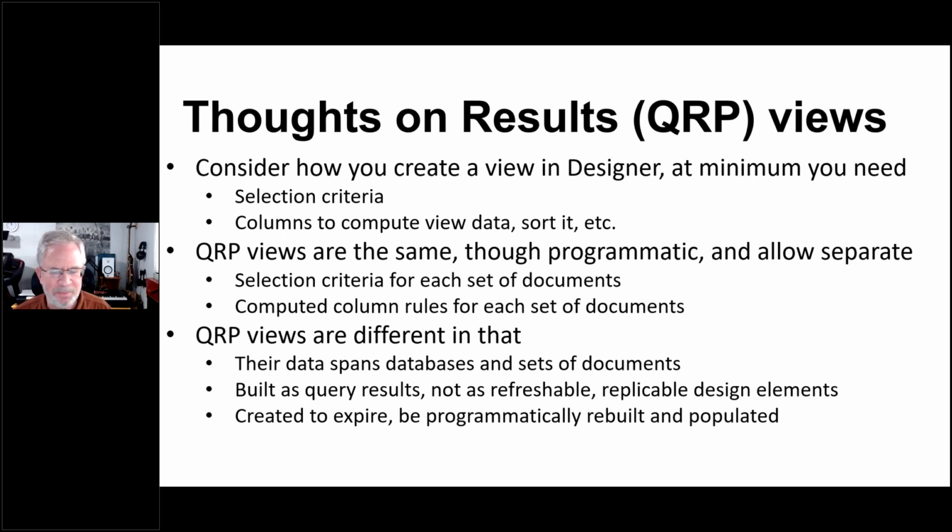QRP views are basically views. You think of it that way. They have selection criteria. They have columns. That's the two basic things you need. Selection criteria is programmatic in this case. You're basically saying, I have a QRP, I have a DQL query, or an FT search, whatever you did to create the selection criteria. You're doing that in the code. And then you're specifying columns as I showed you. They are the same, except they're programmatic, right? Same thing. I just showed you that.